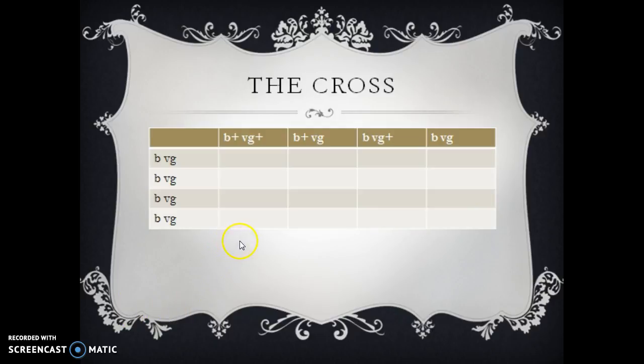Now, in order for us to get that particular ratio, these two alleles would have to assort independently from one another. And keep in mind that in order for genes to assort independently, they must be on different chromosomes. But what would we expect if the alleles happen to be on the same chromosome and are inherited together? How would that affect our expected ratio?